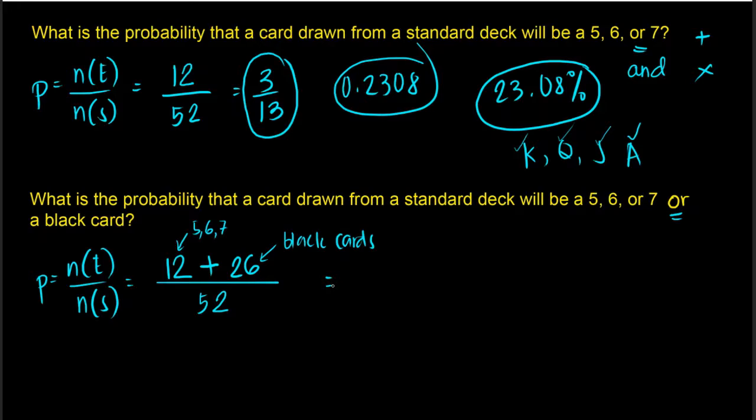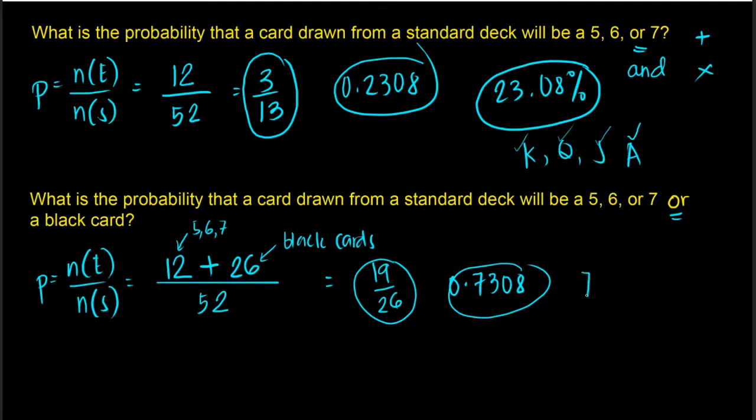We have, let's see, 12 plus 26 over 52. I got 19 over 26. Or 0.7308. Yeah, I think, wait, it's going to be 73.08%. Nga makakuha kita, 5, 6, or 7, or black card pagid. Okay. And this is going to be weird if ang question is this, no?